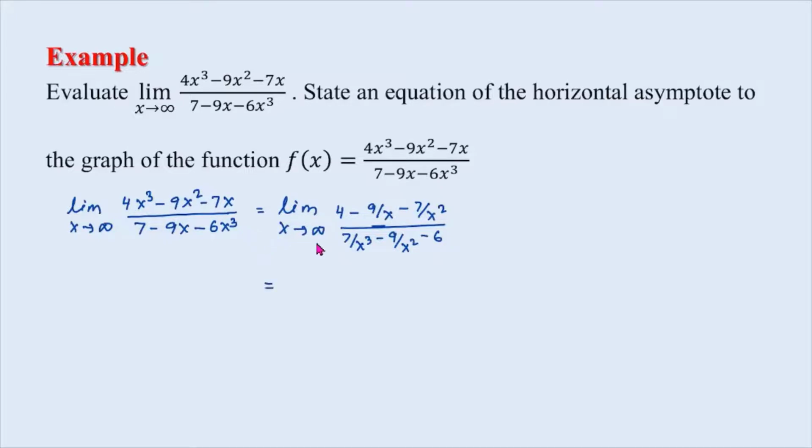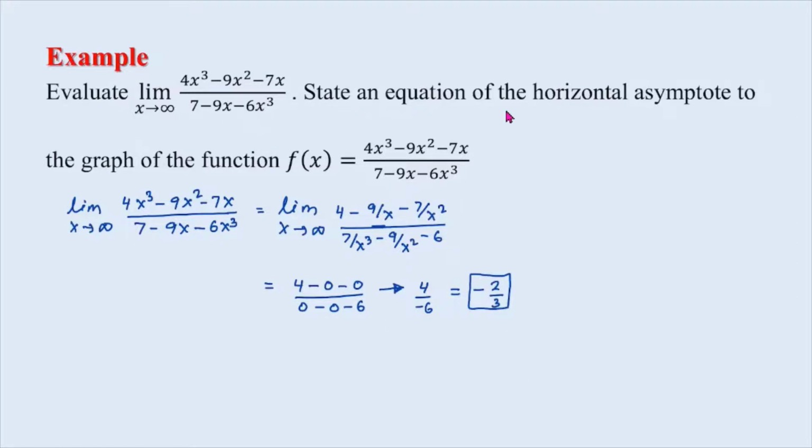Now what we know is, when x approaches infinity, this term, this one, and this one all go to 0. So it will be 4 minus 0 divided by 0 minus 0 minus 6. If we simplify this, in the numerator it will be 4, and in the denominator it is negative 6. 4 divided by negative 6 is negative 2 over 3. So that is the limit when x approaches infinity of this function.